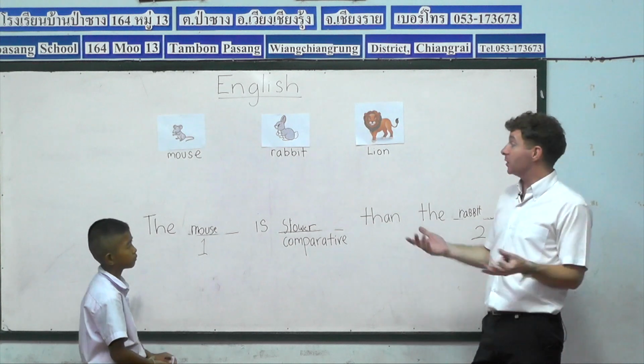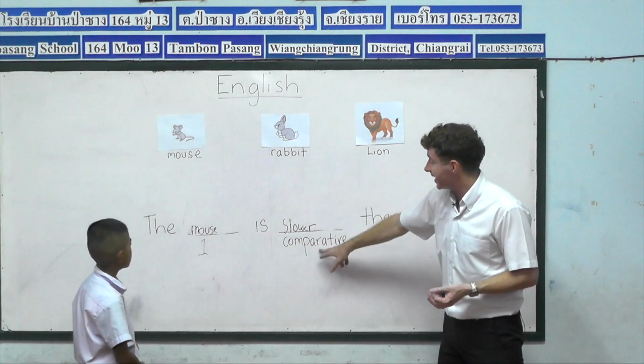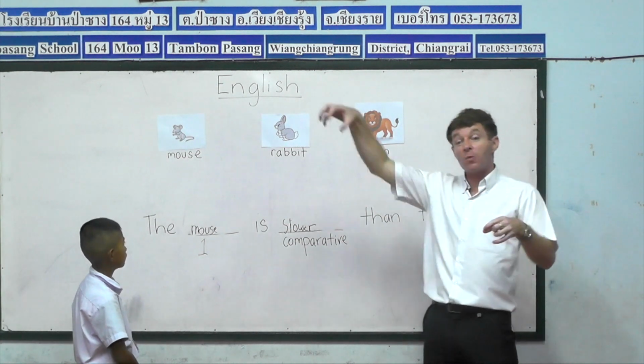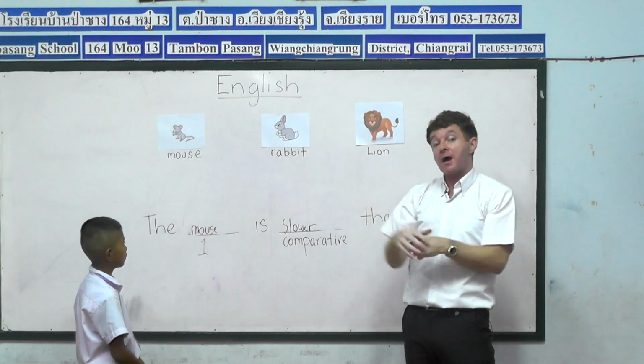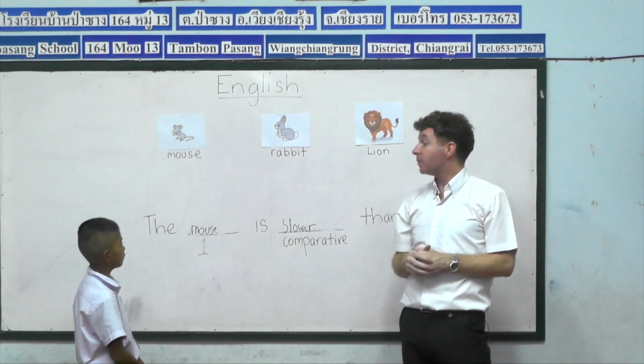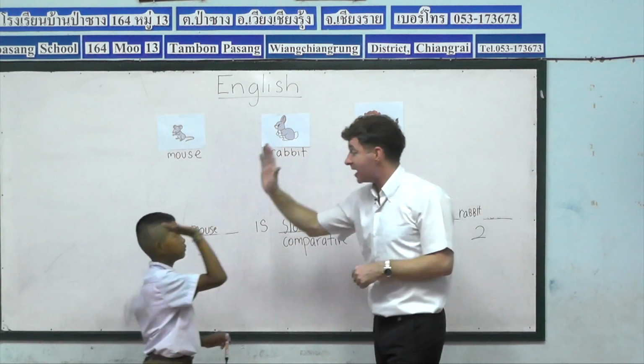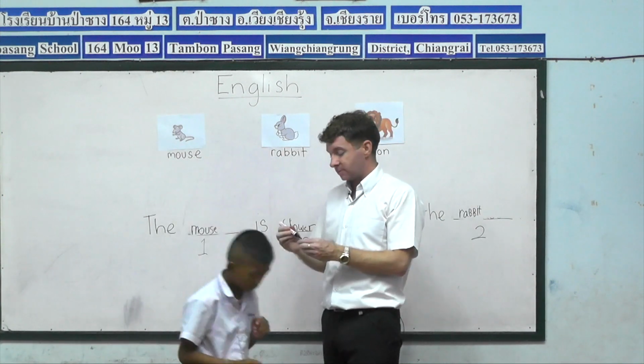And this is how we use comparative adjectives in a sentence. We need two things to compare so that we can have the comparative in the middle. And Pat, that was excellent. High five. Big round of applause for Pat.